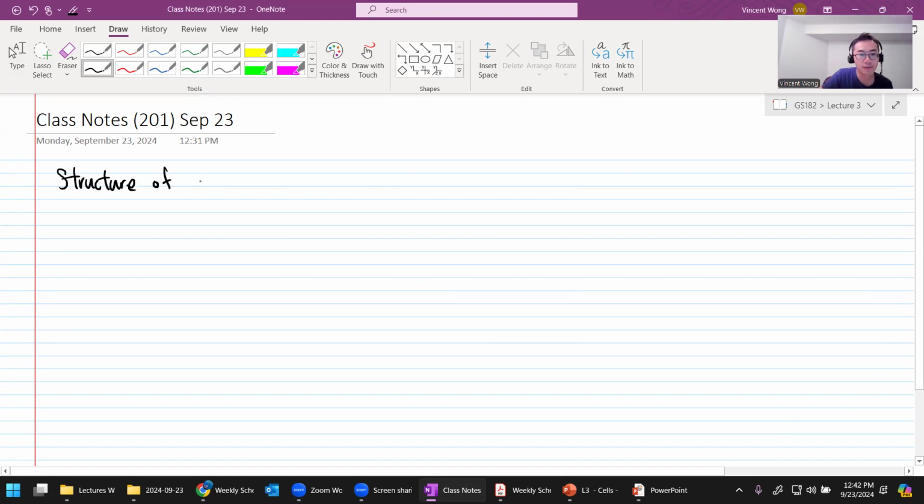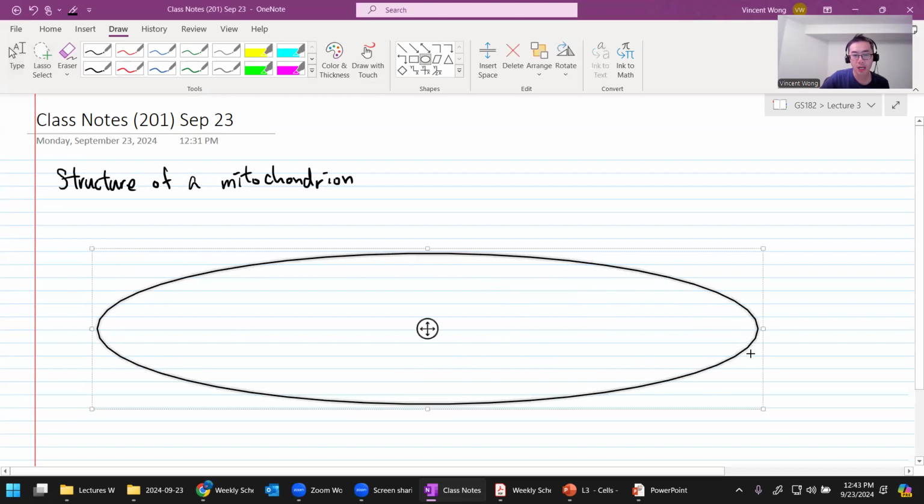Structure of a mitochondrion. So we're going to draw an oval shape structure like that, because that's what they look like. And this here is the outer membrane. Okay, it's a short note, don't worry. We'll be done in a few minutes, so you don't have to plan a lot of space for it. So that's the outer membrane.